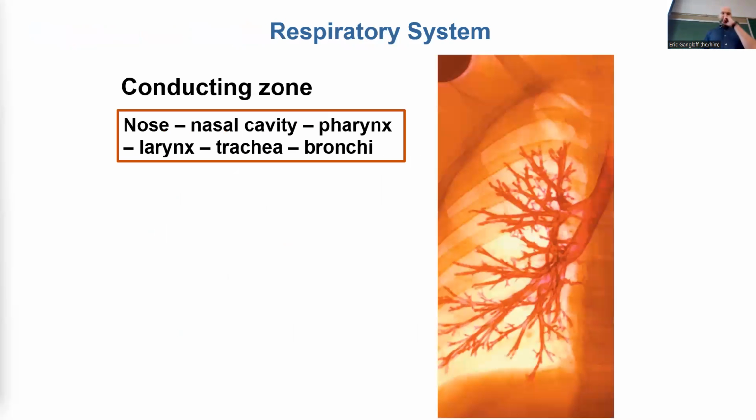All right, let's talk about the conducting zone. So these are the structures in order that you'll need to know. I'm going to walk through each of these and show you a diagram, but basically air moves through from your nose to your nasal cavity, to your pharynx, your larynx, your trachea, and then into the bronchi of the lung. And you can see one bronchus here moving up into the trachea.